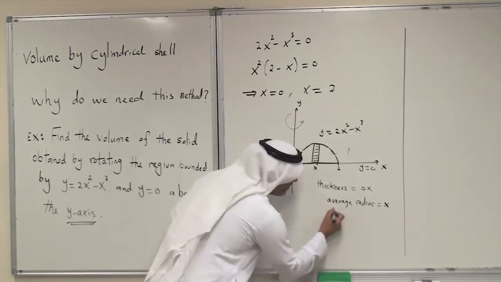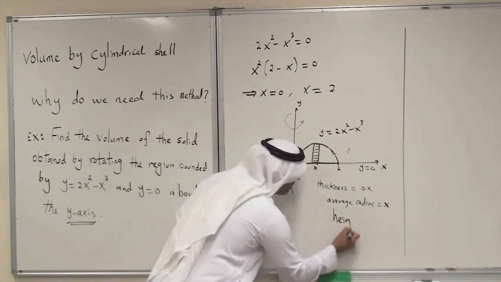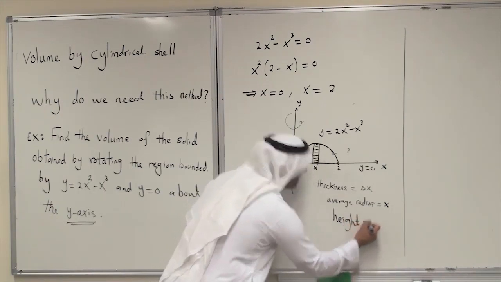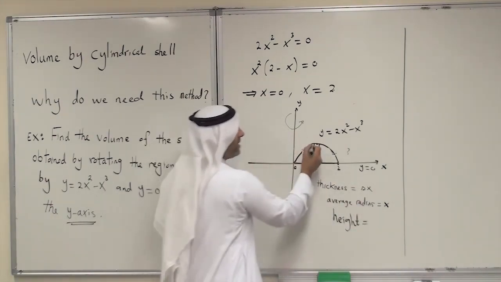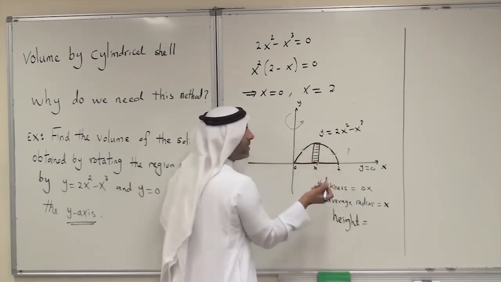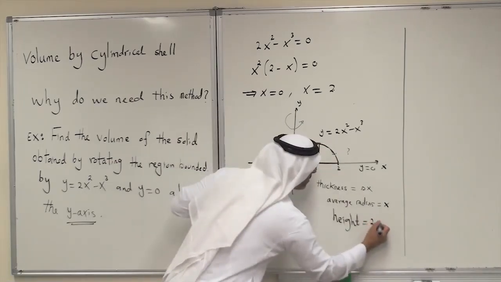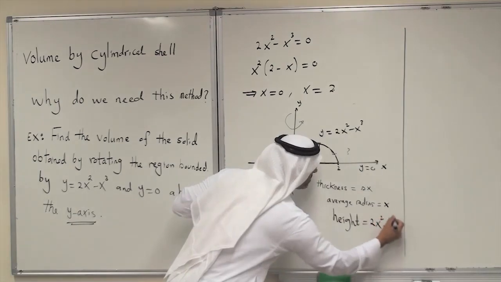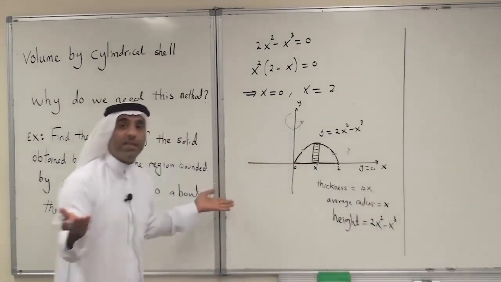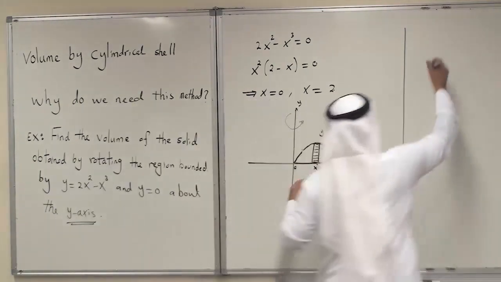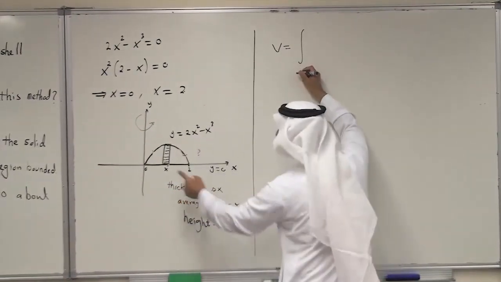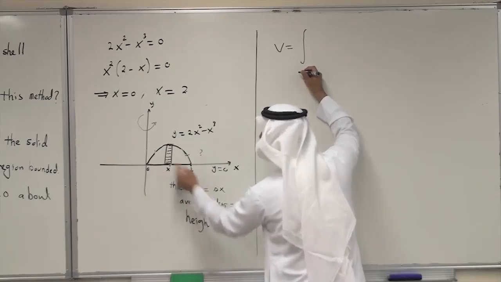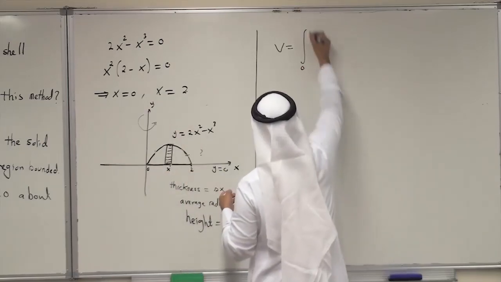What is the height of this cylindrical shell after rotating? This is the height. It is y at the top minus y at the bottom here. So it is simply 2x squared minus x cubed. We have everything we need in the formula. Don't forget, the formula says if you need the volume, then you need to integrate. Since we are integrating over x, we will integrate from 0 to 2.